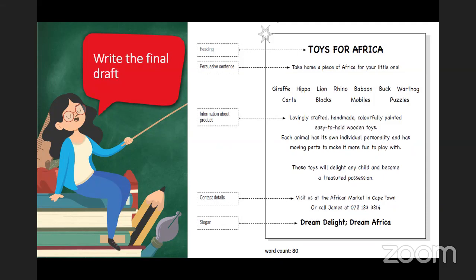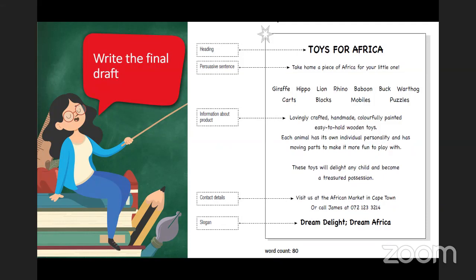Remember, you don't have a lot of words to use here. You can write between 80 and 100, but less than 100. So you can't be writing an essay. Each animal has its own individual personality and has moving parts to make it more fun to play with. These toys will delight any child and become a treasured possession. Beautiful, well chosen words that really capture what these toys are and how they look and feel.